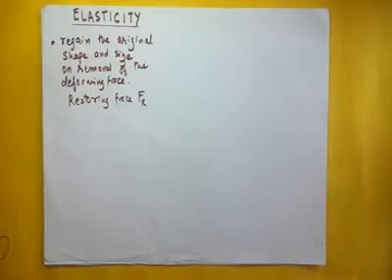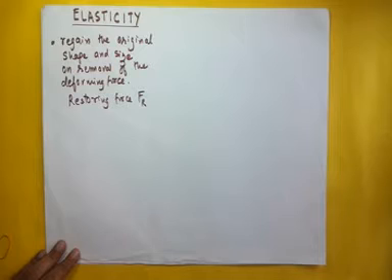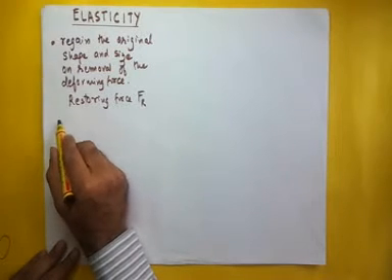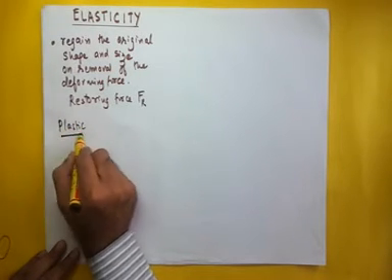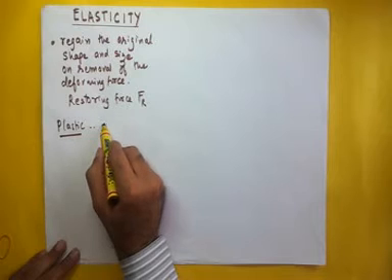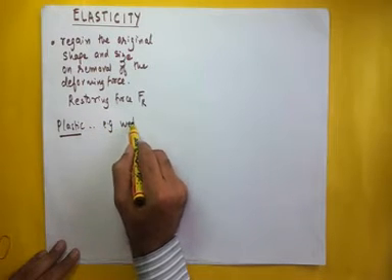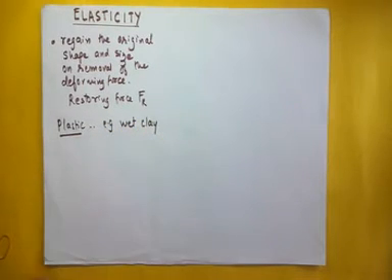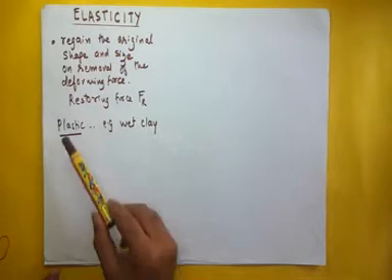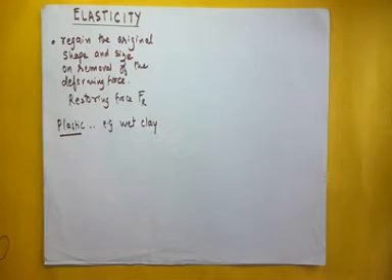Now, a substance which does not show the property of elasticity at all is known as a plastic substance, and the property would be plastic. An example would be wet clay. When I apply a deforming force on wet clay, the clay does not regain its original shape and size. It retains the new dimensions, the new shape and size. So it does not display any property of elasticity. It is known as a plastic substance.